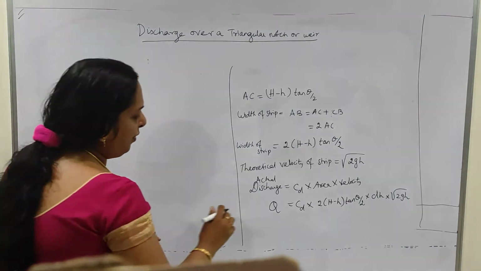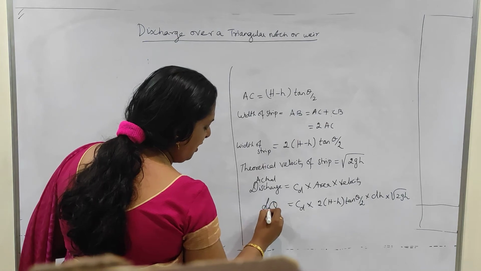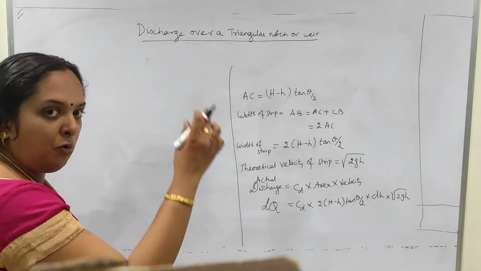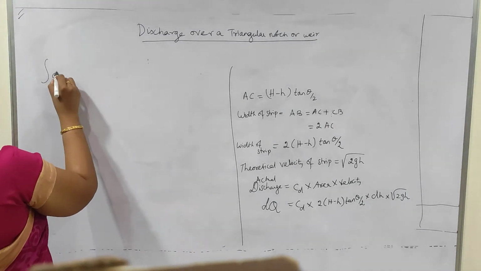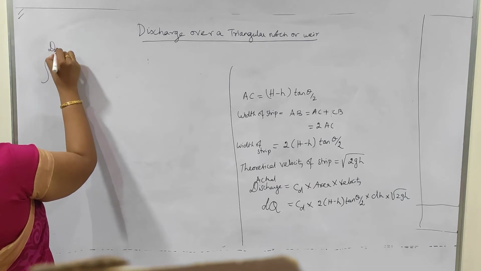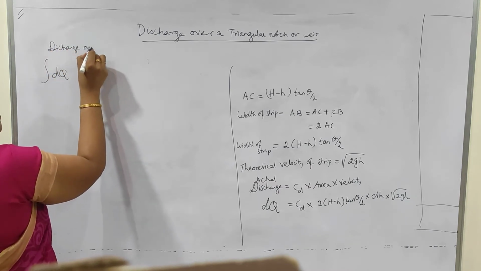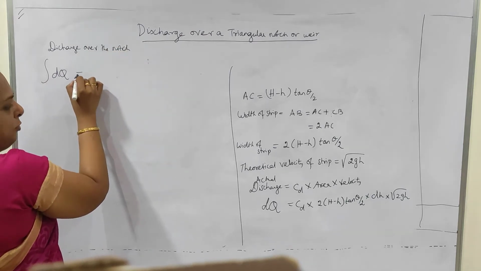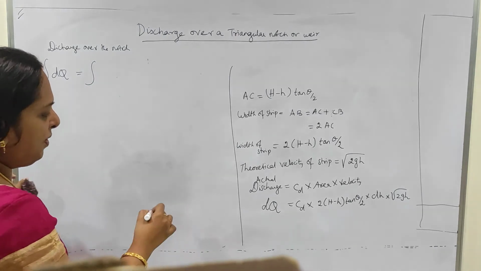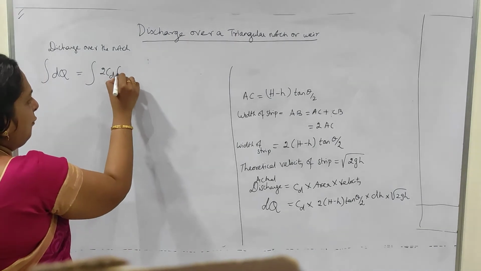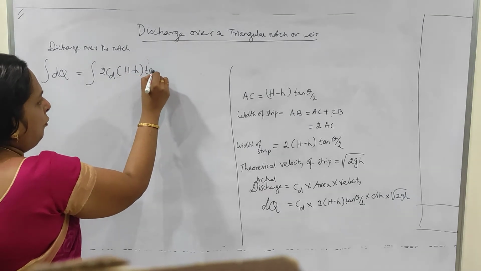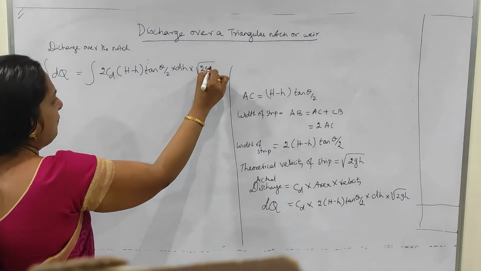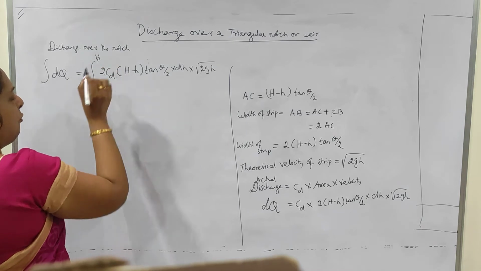This is not for the entire notch, this is the discharge for a small strip. If I want to find the discharge for the entire notch, then I have to integrate this equation. The integration will give me the discharge over the entire notch, or we can say the total discharge. So Q is equal to the integral of, rearranging this, 2 Cd into (H minus h) into tan theta by 2 into dh into root of 2gh. Here the limit is from 0 to H meters.